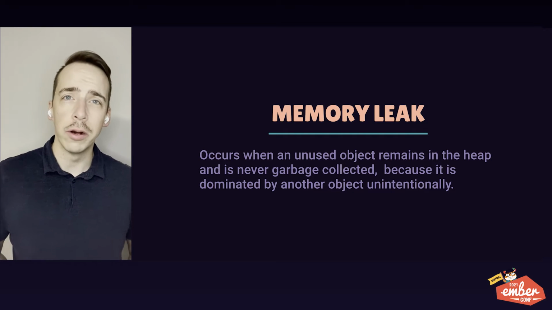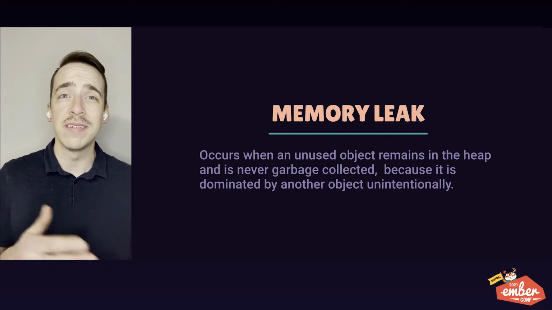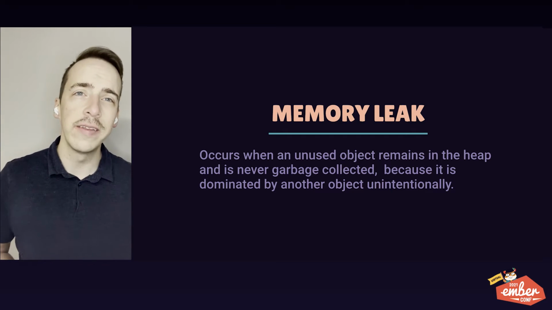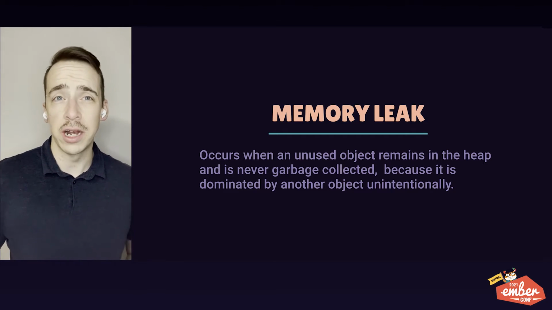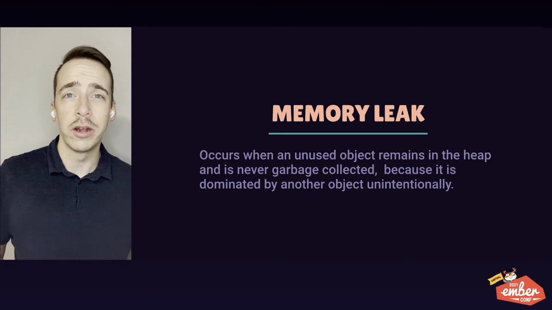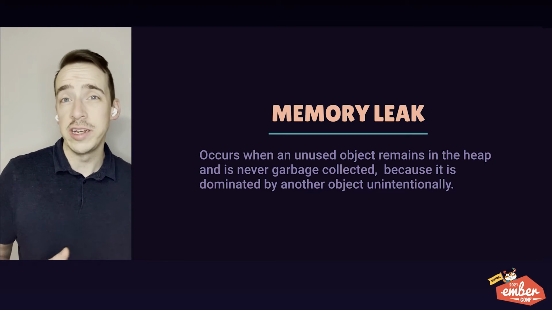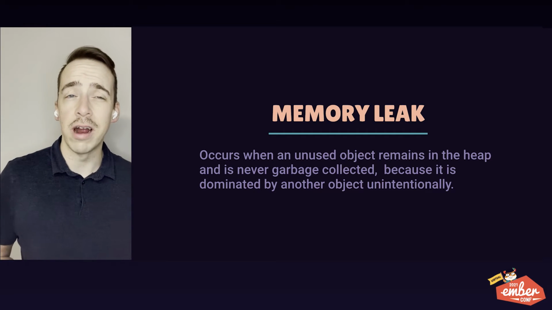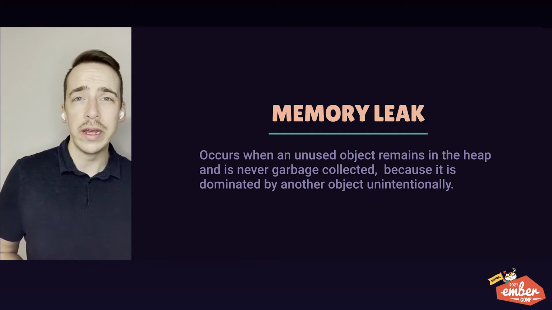Dominator is just a scary word for some other object in the heap that's still holding reference to the leaked object. Now imagine that the dominator is a long-lived object, like an Ember service or controller, or worse, one of our GC roots, like the window object. Since this dominator will stick around for the life of the app, so will the leaked object.